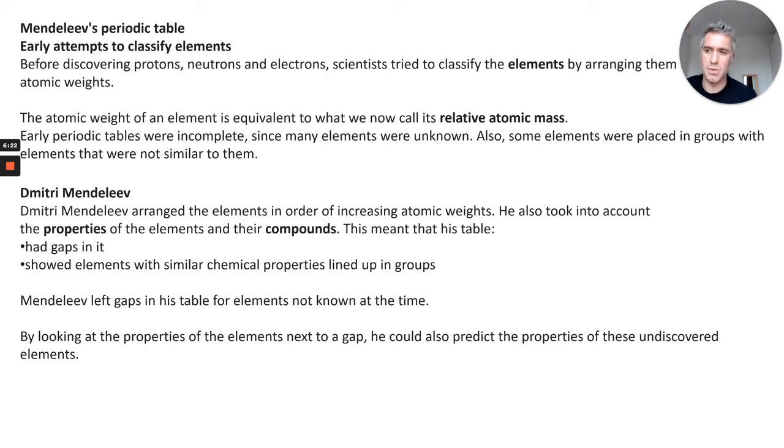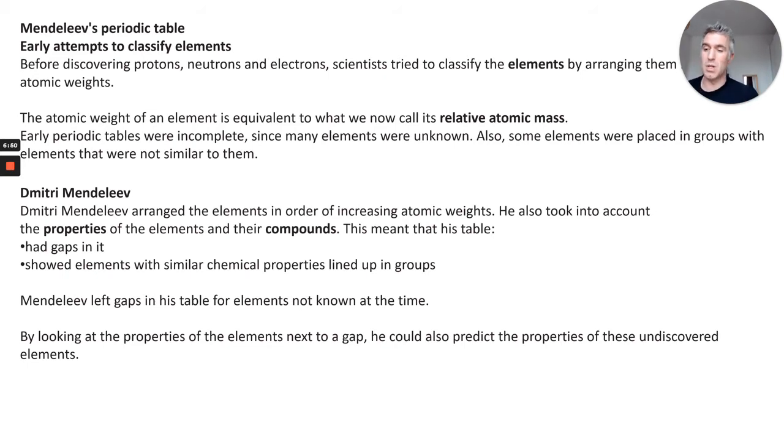Dmitry Mendeleev, the dude, he did something very clever. He arranged them in order of their atomic weights, but he also took into account the properties and their compounds. Basically, he left gaps because he saw that if you go up in atomic weight of 1, 2, 3, 4, and number 7 was missing, instead of thinking, oh, 7 doesn't exist, he said, 7 exists, they just haven't found it yet. So they left a gap for it.